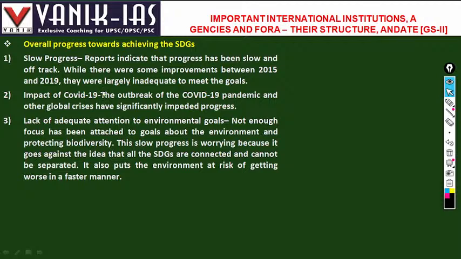Okay, so overall progress towards achieving the SDG goals: slow progress. The report indicates that progress has been slow and off track. While there were some improvements between 2015 and 2019, they were largely inadequate to meet the goals. Impact of COVID-19: the outbreak of the COVID-19 pandemic and other global crises have significantly impeded progress.